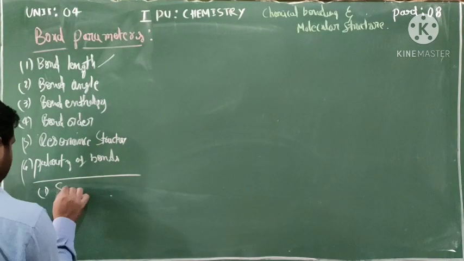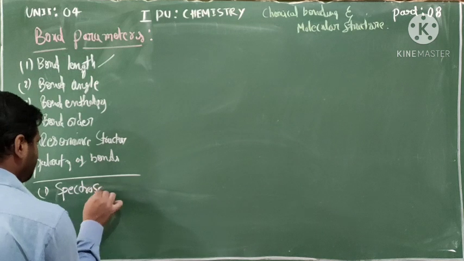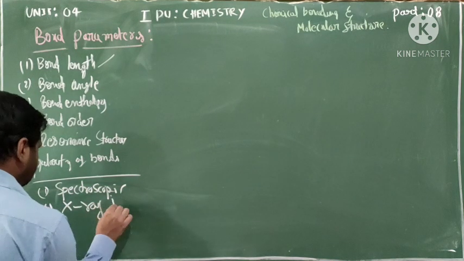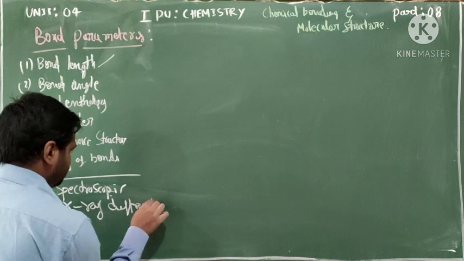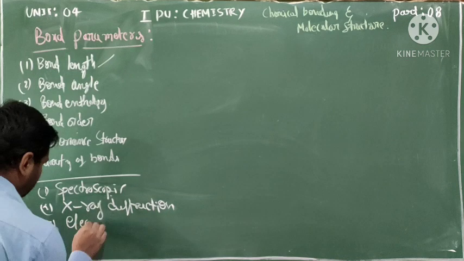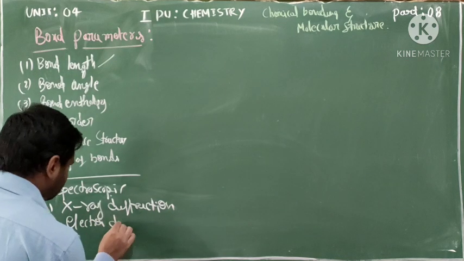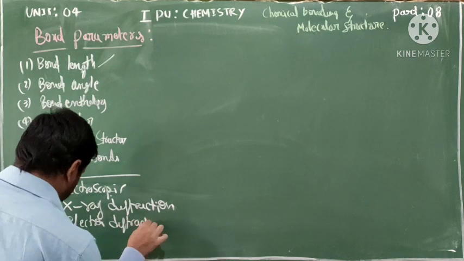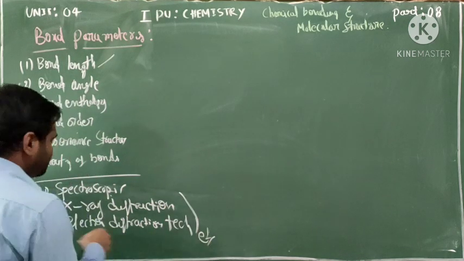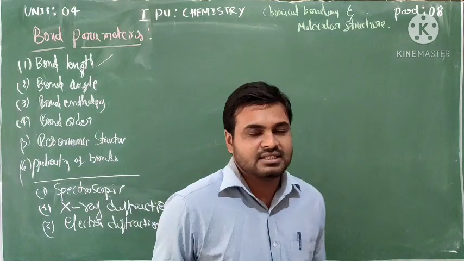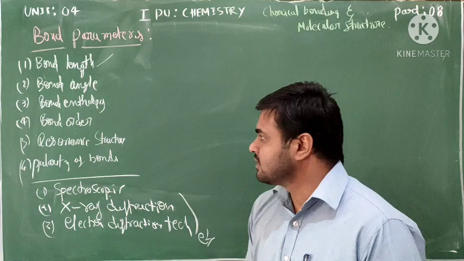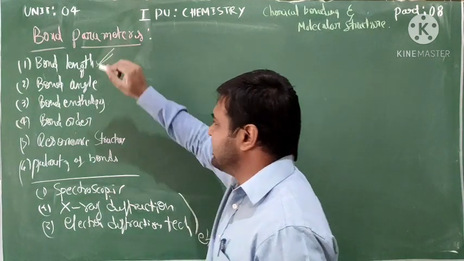One is spectroscopy, the second is X-ray diffraction, and electron diffraction techniques, and so on. These are all involved in getting a clear idea about atoms or molecules. Okay, so the first thing is bond length.